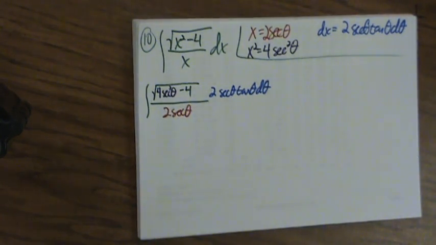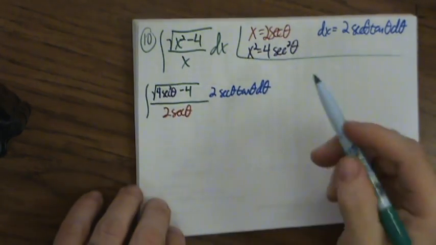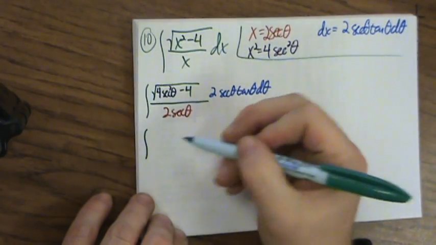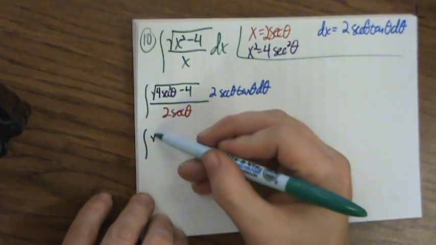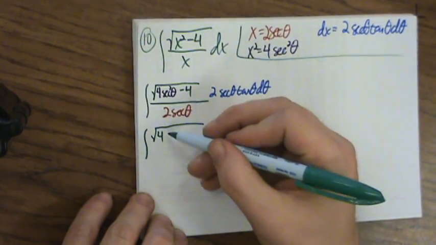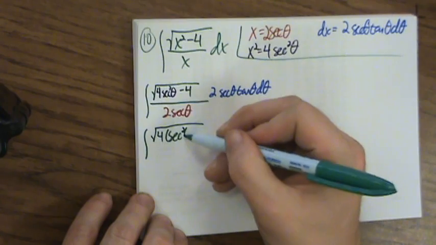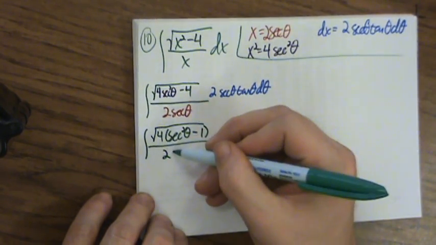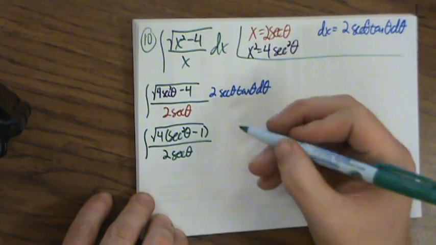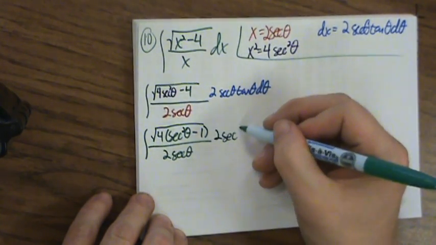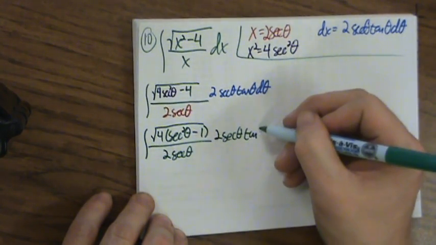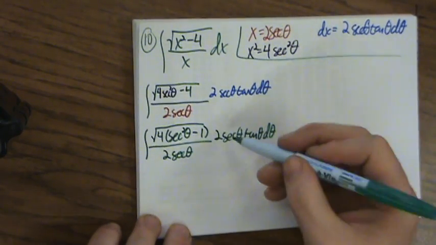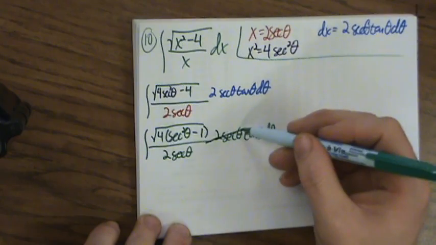Okay, I'm going to not use the colors anymore. I think you see where everything went in the substitutions that were made. So we'll just clean this up. Let's factor out a 4. We get 4 times secant squared theta minus 1 over 2 secant theta times 2 secant theta tangent theta d theta. Start cleaning things up. 2 secant theta is going to get canceled out.